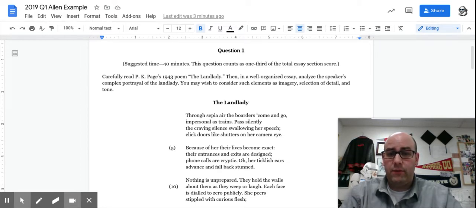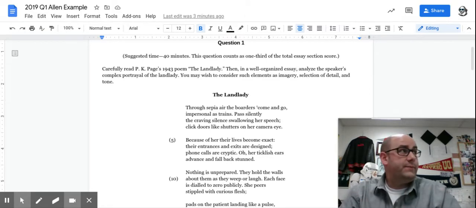So the prompt says, carefully read P.K. Page's 1943 poem, The Landlady. Then, in a well-organized essay, analyze the speaker's complex portrayal of the landlady. You may wish to consider such elements as imagery, selection of detail, and tone. So, we need to annotate.